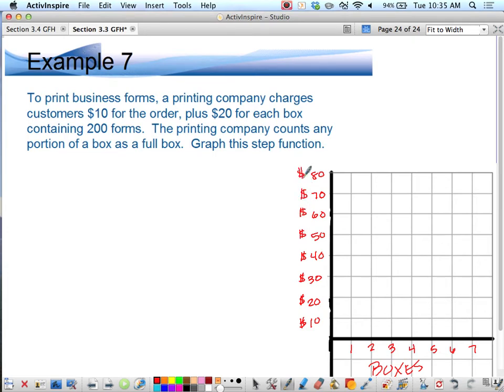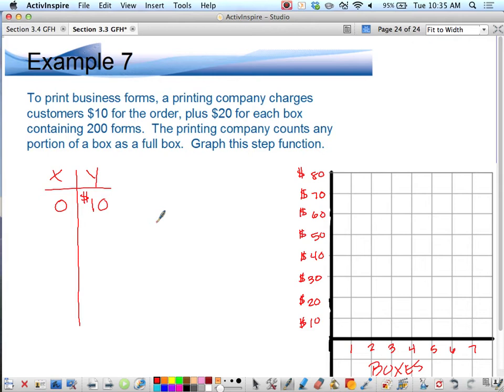All right, off to the side, let's make a table, okay? If I don't buy anything at all, technically they're still going to charge me how much if I call them and say I want to buy 0? $10. Every order they take is $10 no matter what. So that's going to be our starting point.